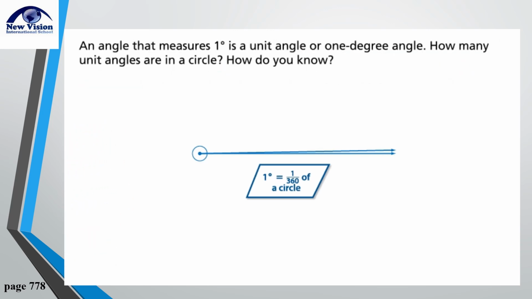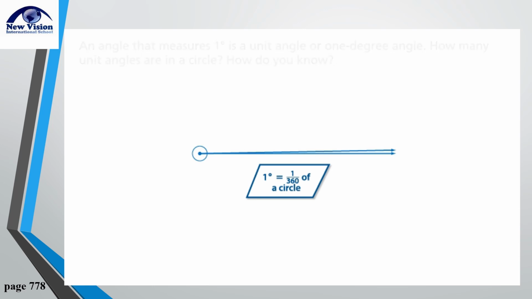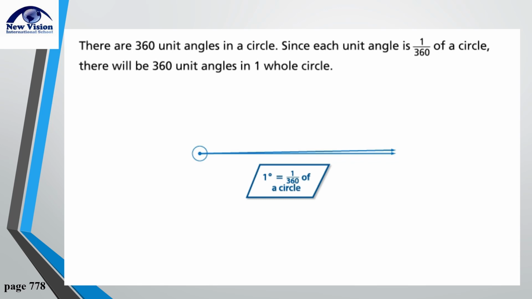An angle that measures 1 degree is a unit angle or 1-degree angle. How many unit angles are in a circle? How do you know? There are 360 unit angles in a circle. Since each unit angle is 1/360th of a circle, there will be 360 unit angles in one whole circle.